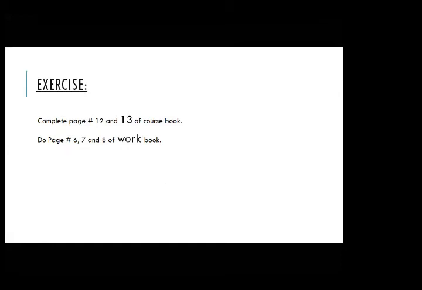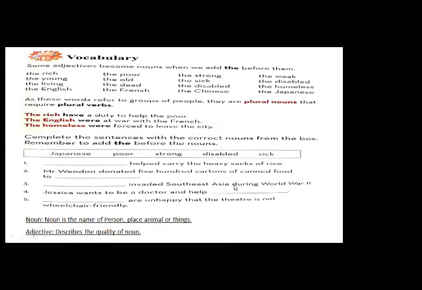Okay, class. Now I am moving towards vocabulary. See, this is page number 11 of your Active English Course Book 5. Take out page number 11. Here they are telling you about enhancing your vocabulary, enhancing your words. Here we are discussing some adjectives that become nouns when we add the before them.